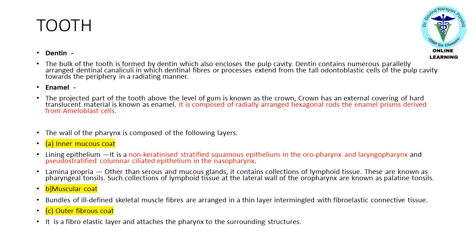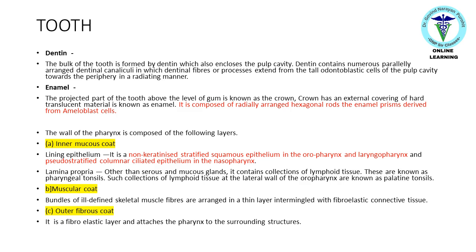Tooth. Dentin. The bulk of the tooth is formed by dentin, which also encloses the pulp cavity. Dentin contains numerous parallelly arranged dentinal canaliculi in which dentinal fibers or processes extend from the tall odontoblastic cells of the pulp cavity towards the periphery in a radiating manner.